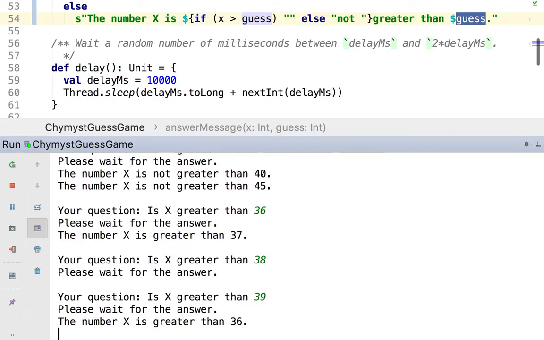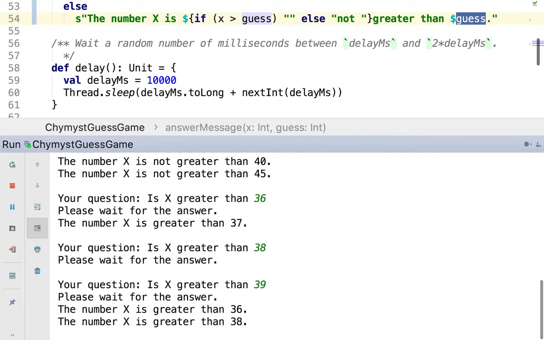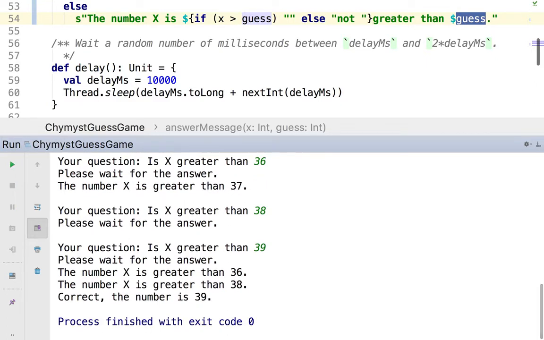So each time I pressed enter to get a new question, but until I pressed enter, the machine could not print. So now the machine can print its answers. I'm just going to wait. All right. So the actual number was 39. So I got it, and the process is finished. So that is the interaction we want.